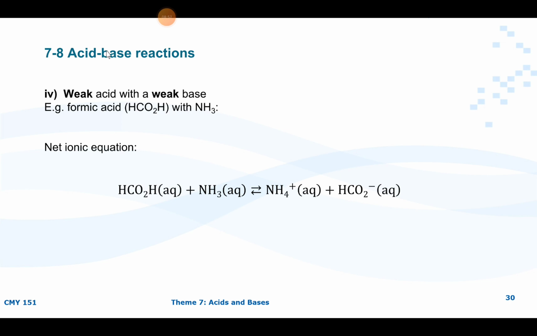And if we were to mix a weak acid and a weak base, none of these will ionize completely. So we are left really with formic acid in this case reacting with ammonia. This is what will be our net ionic equation. Formic acid donates a proton to ammonia, which becomes ammonium and bicarbonate ion.